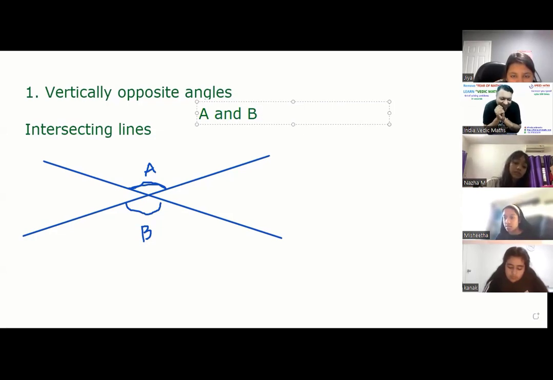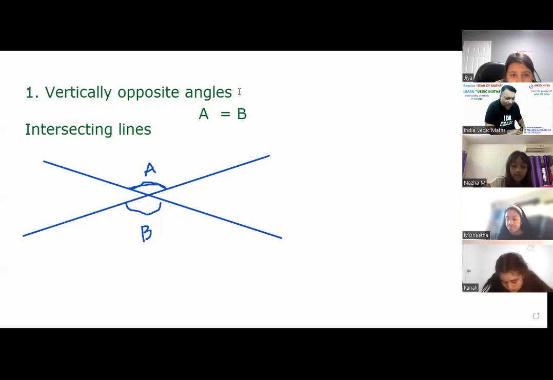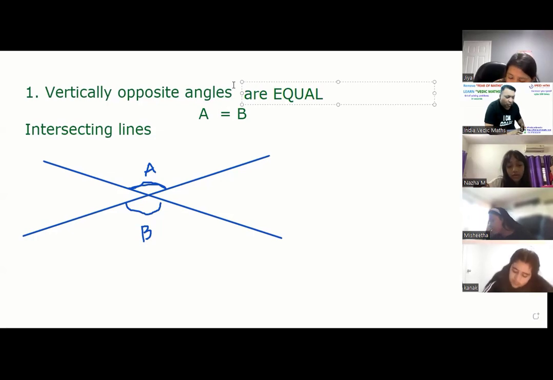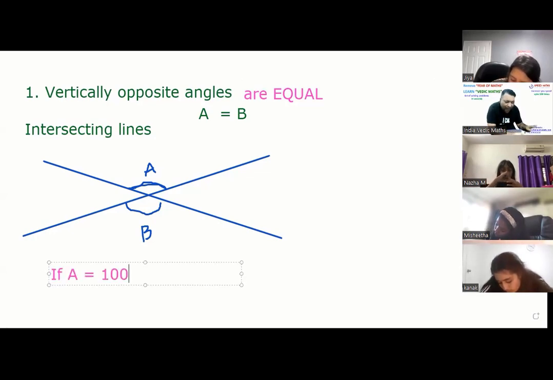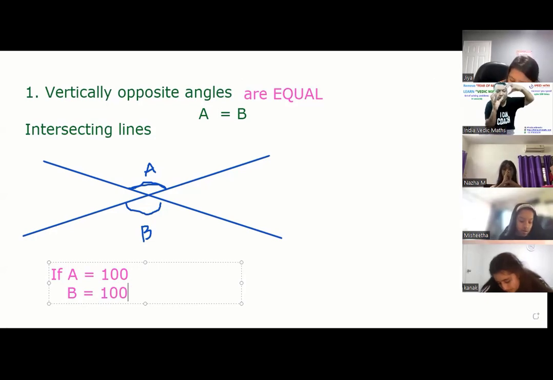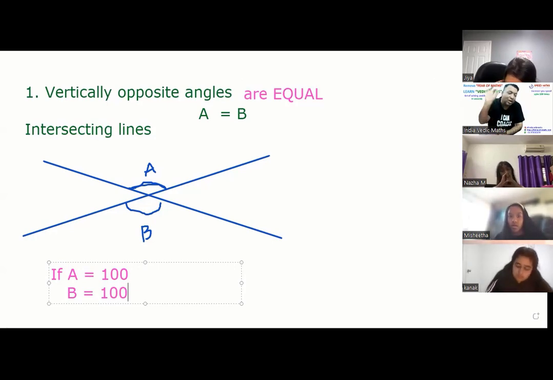And you know what is the point? Vertically opposite angles are always equal. That is the rule. Write down. That is the concept. It means if A is 100, then B will also be 100 degree. Vertically opposite angles are always equal. Write down, Naja.